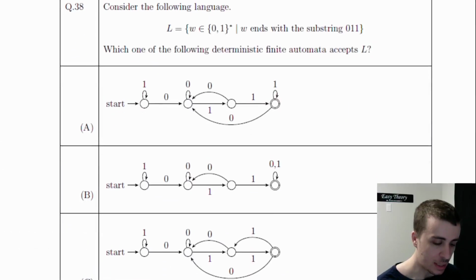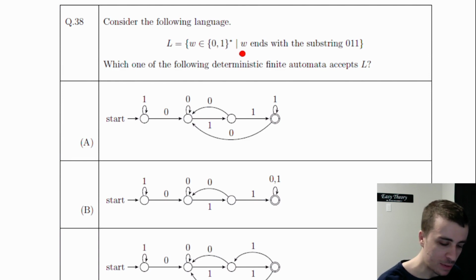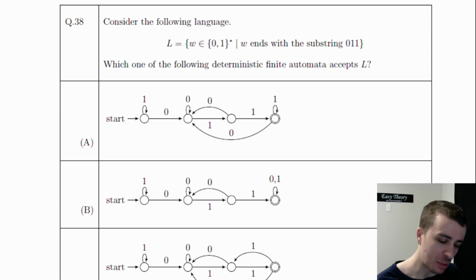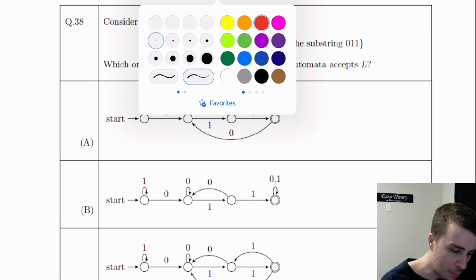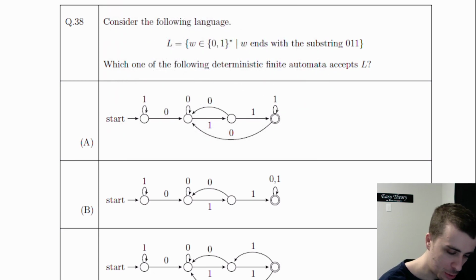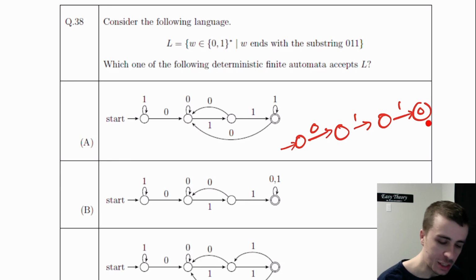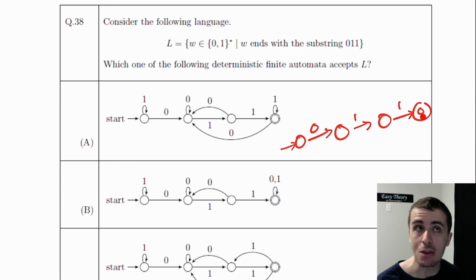Let's see. Okay, so here's a theory one. So here we have a language where we have all strings that end with the substring 0, 1, 1. So it ends in 0, 1, 1. And it looks like we're asking which of these accepts the language. So it might actually help to make the machine first. So what we can do is we can make a start state, and we just encode the last 3 characters.